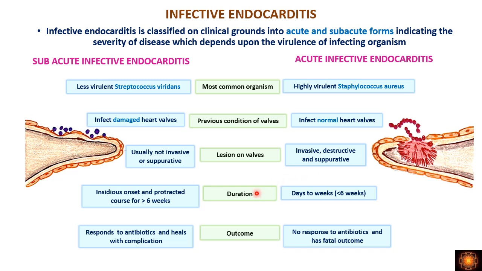When we see the duration, subacute has an insidious onset and a protracted course of more than 6 weeks, whereas acute is less than 6 weeks. And what about the treatment? Acute infective endocarditis doesn't respond to antibiotics and the outcome is fatal. Whereas subacute responds to antibiotics and heals with complications. So these are the differences between acute and subacute infective endocarditis.